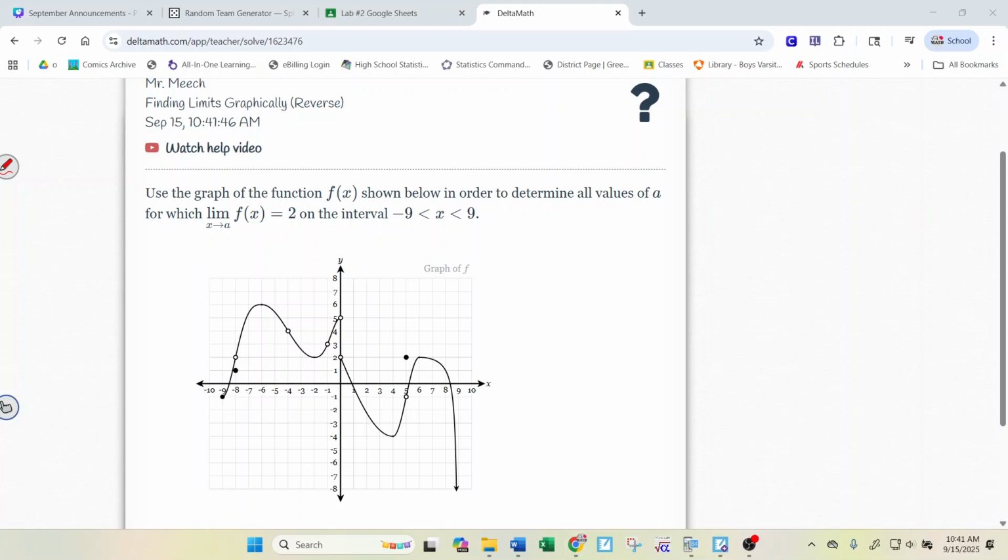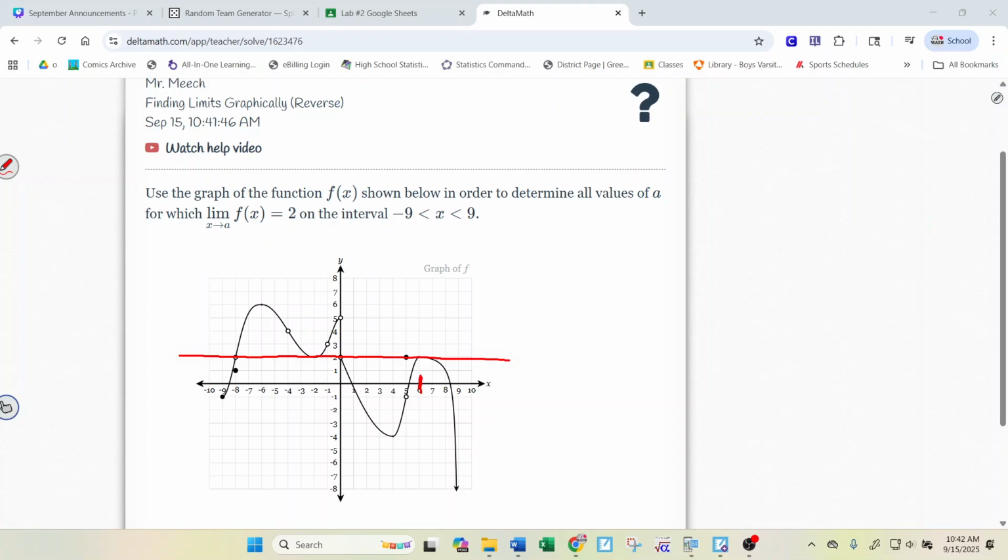Look at this one just so we can kind of understand. Use the graph of the function in order to determine all the values of a where the limit of f of x as x approaches a is equal to 2. So what does that mean? So if we think of all the places where the limit is equal to 2, where would that be at?